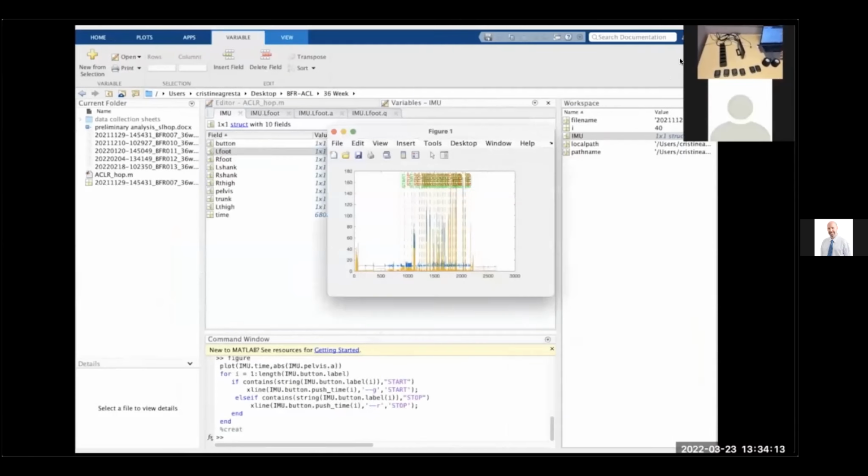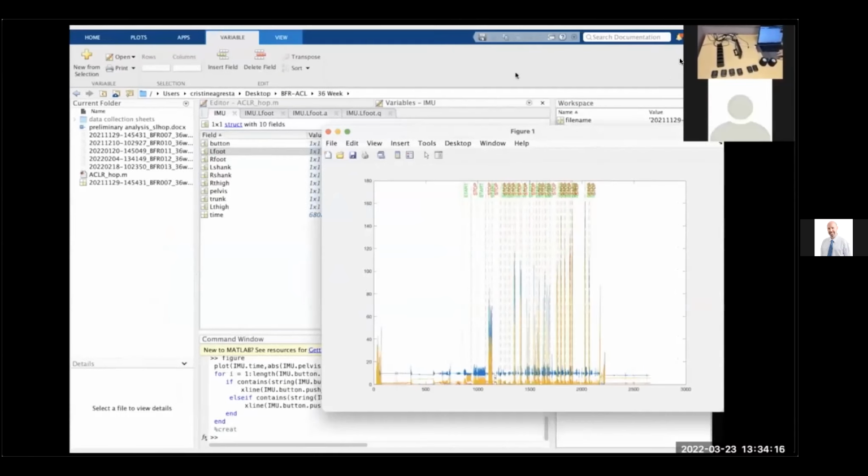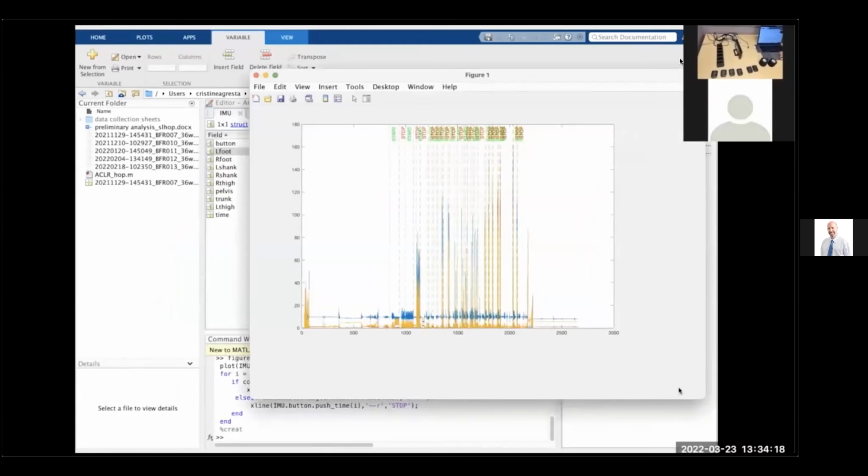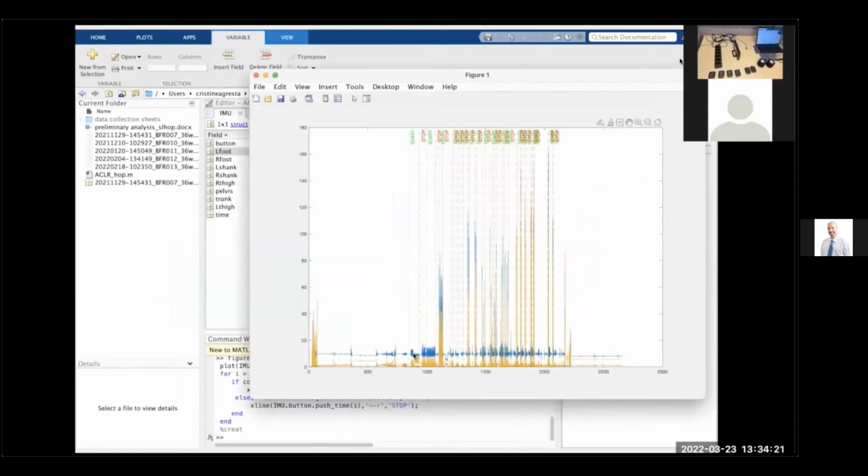So this, I just want to show you quickly the buttons. So this is, we did this in synchronized logging, and this is a series of single leg hops. So after each single leg hop, we denoted it with start and stop. And that's kind of what you're seeing here.